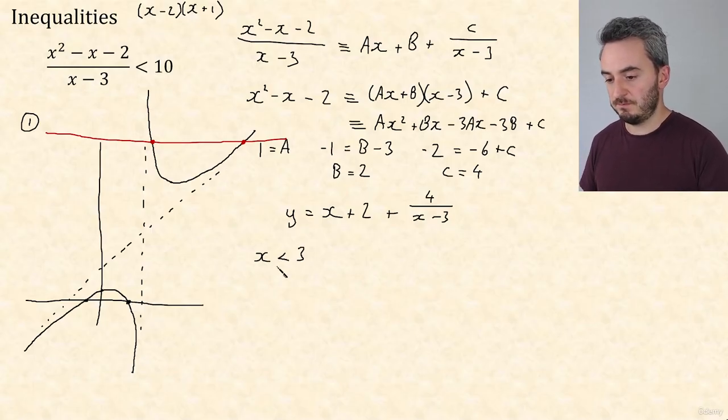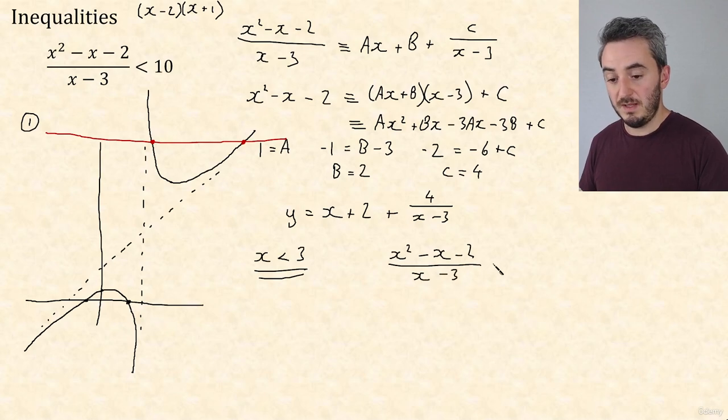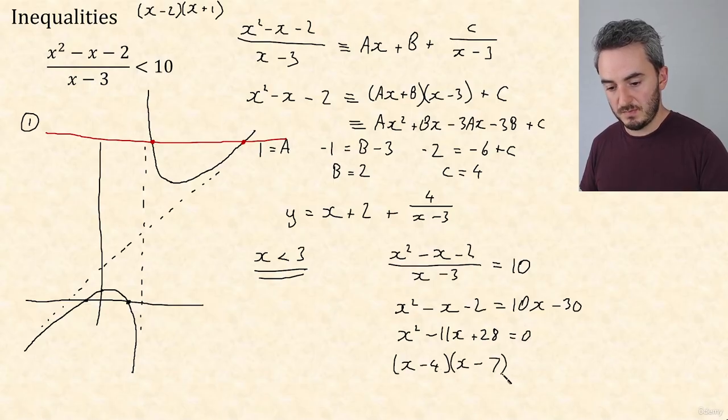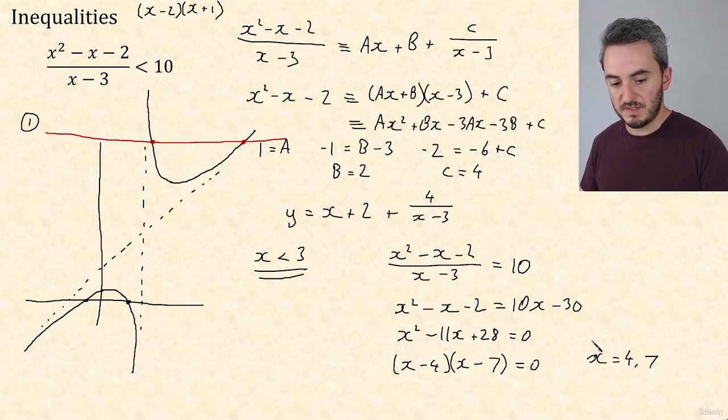I'll do that by solving (x squared minus x minus 2) over (x minus 3) equals 10. So x squared minus x minus 2 is equal to 10x minus 30. Solving this, we get x squared minus 11x, what is that? That is plus 28. Now that factorizes, that's (x minus 4)(x minus 7). So I've just learned that x equals 4 and x equals 7 are these 2 points.